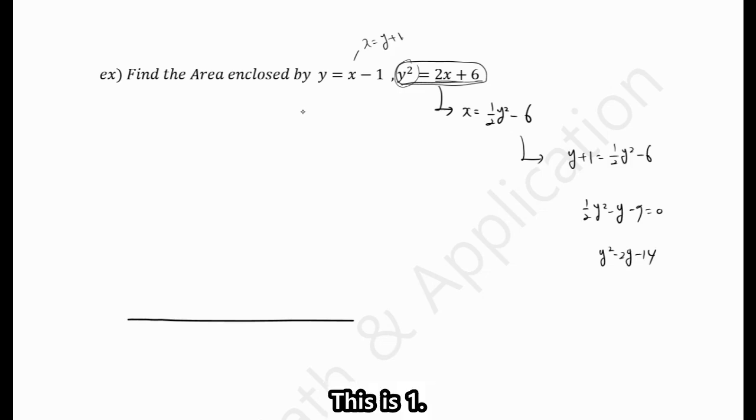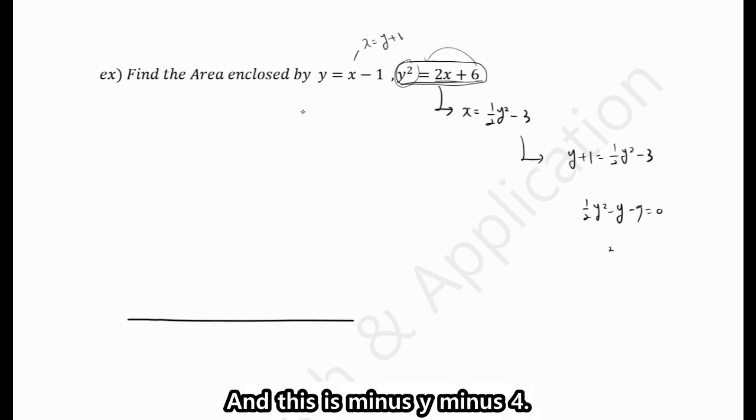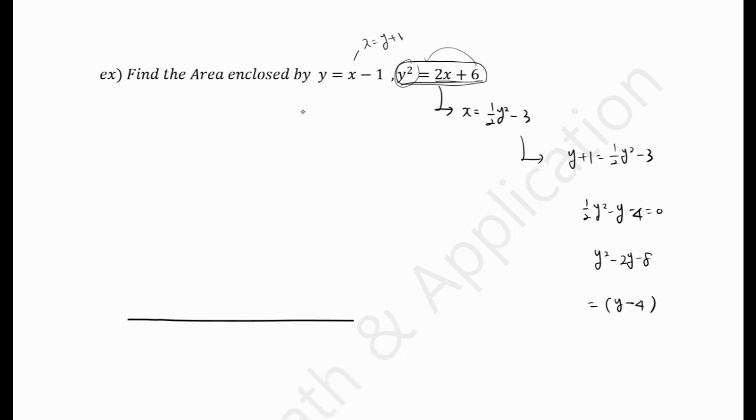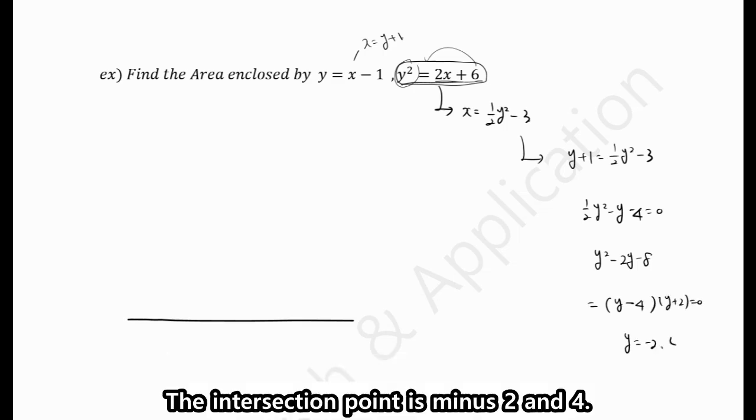This is 1, and this is 3. Yeah, sorry, this is 3. This is 3 and 3, and this is minus y minus 4. The y squared minus 2y minus 8 equals y minus 4, y plus 2 equals 0. The intersection points are minus 2 and 4.